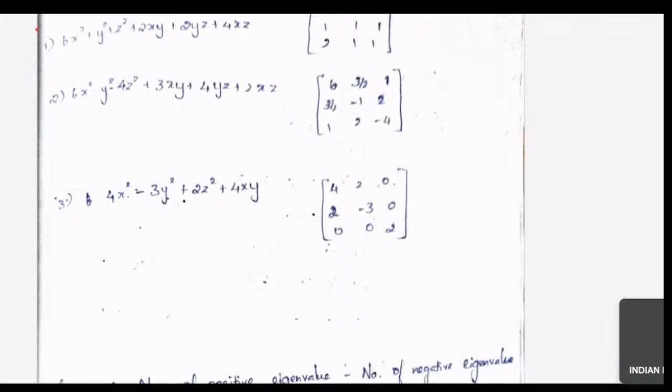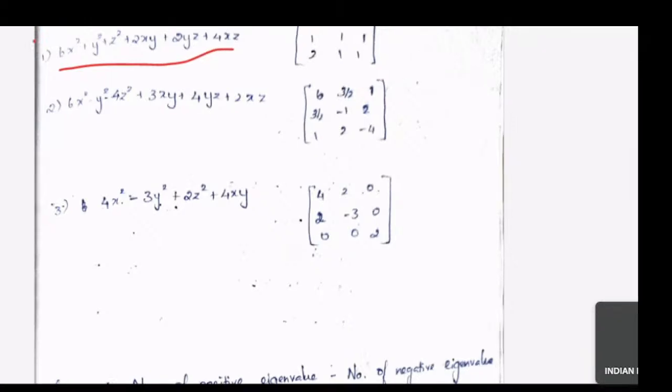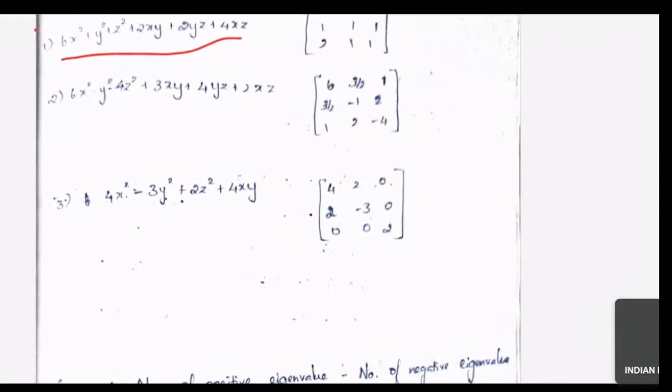So in this, we have a given quadratic form. We have to find the matrix of 6x square plus y square plus z square plus 2xy plus 2yz plus 4xz. The coefficient of x square is 6, so the 1 by 1 entry of the matrix is 6.